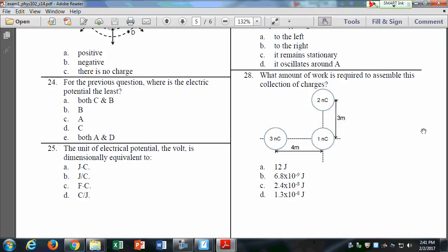This question, 28, asks the amount of work required to assemble these charges. The amount of work is equal to the potential energy of the charges. So you would consider the potential energy of these two charges. Remember, U is K, Q, Q over R. I think you have one question that has to deal with something along these lines.